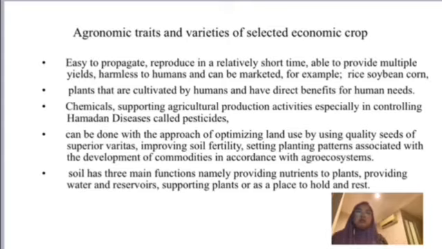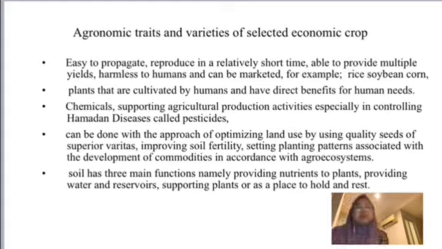Good seed will give good growth and high production. Chemical supported agriculture production activity is especially in controlling harmful diseases, called pesticides, and ZPT to stimulate crop growth. To get the maximum result from crop production activity, it can be done with the approach of optimizing land use by using quality seeds of superior variant, improving soil fertility, and setting planning with the development of commodities in accordance with the agro system.